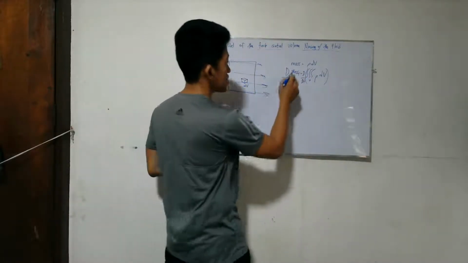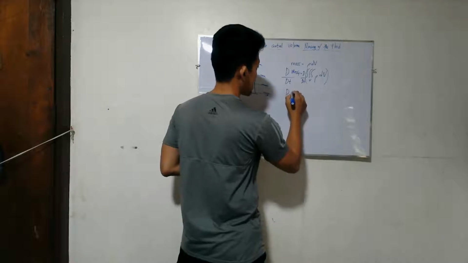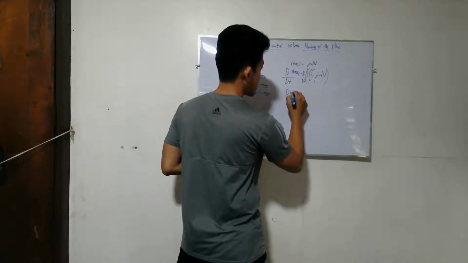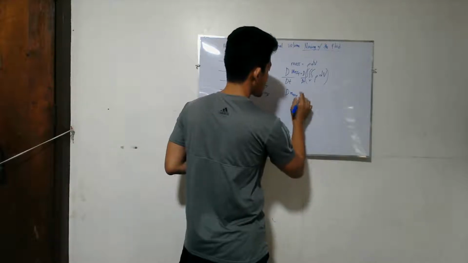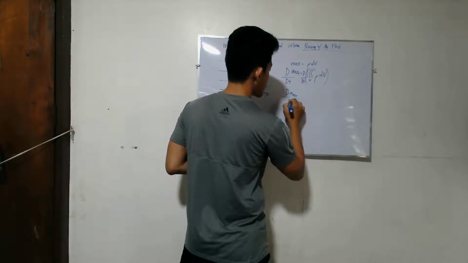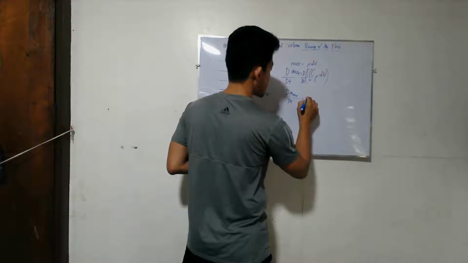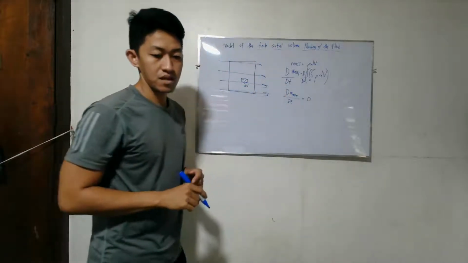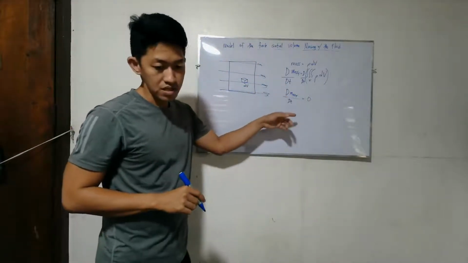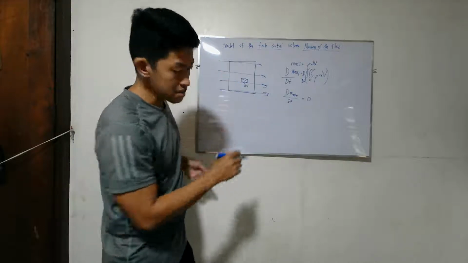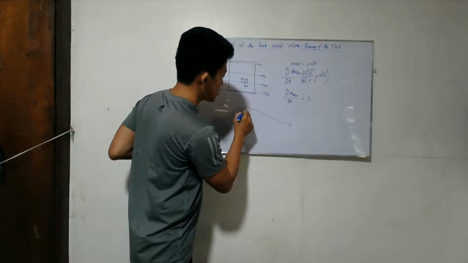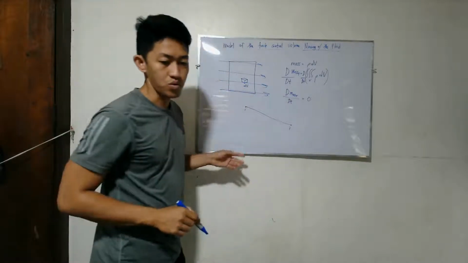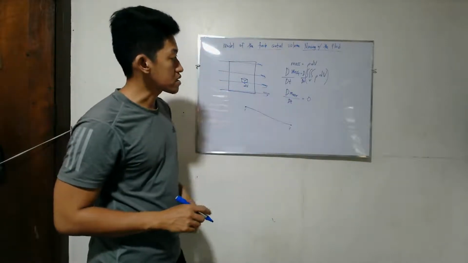So, unsa may tabuan nga term? D of mass, total mass, over dt. This is just equal to 0. Ano man? Well, there is no change of mass, no? As the control volume travels from point 1 to point 2. There's no change, so therefore 0.